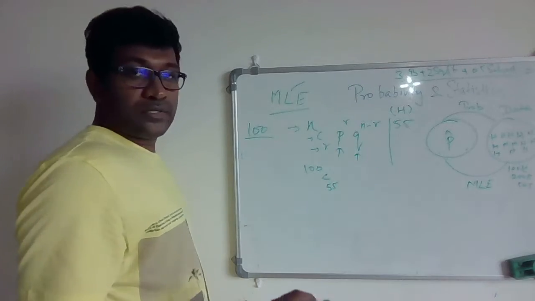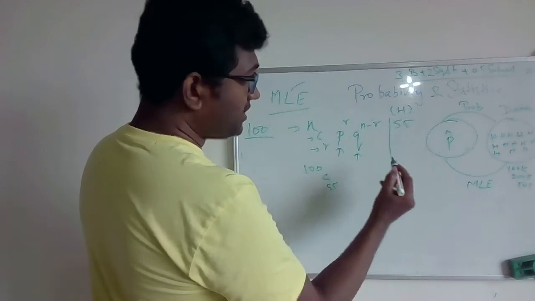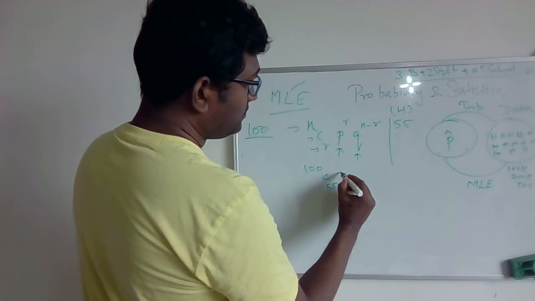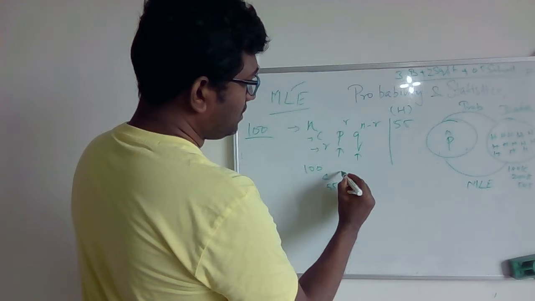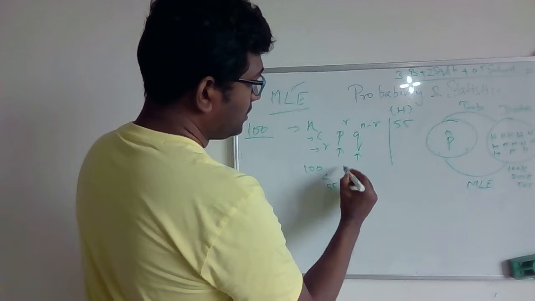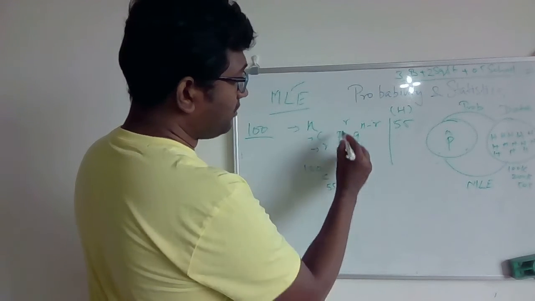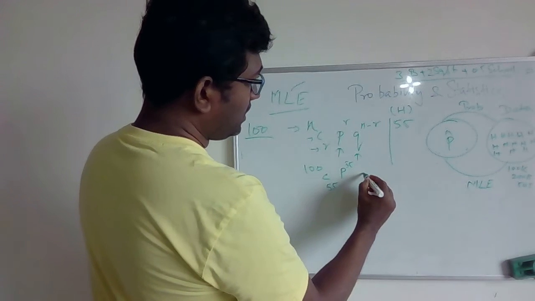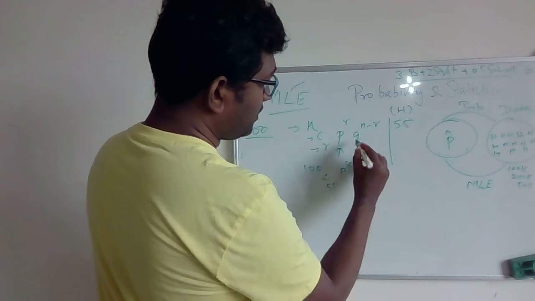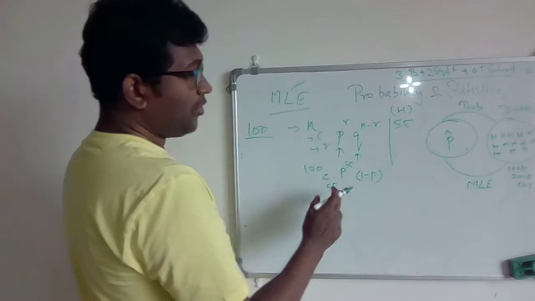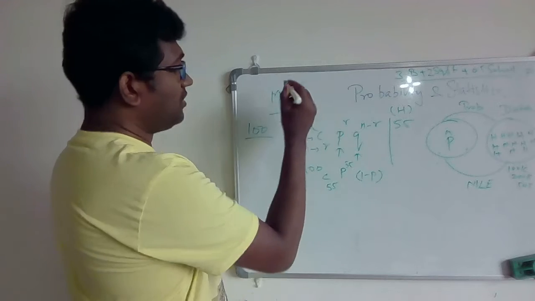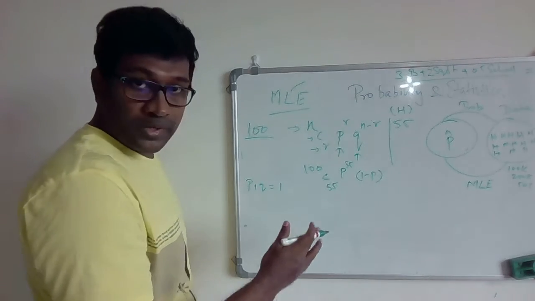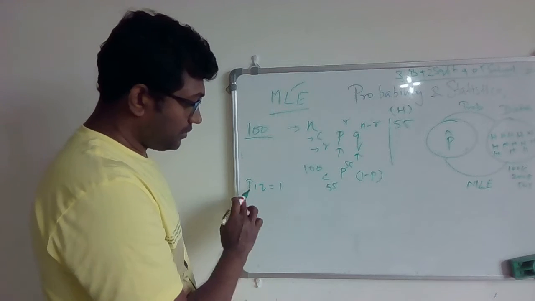Okay, let's carry on. P is the probability of success, which is what we wanted to find, and R is the number of times we got heads. We can write Q as 1 minus P, because the probability of success plus the probability of failure is equal to 1. P plus Q should be equal to 1. Any probability should have a total of 1.